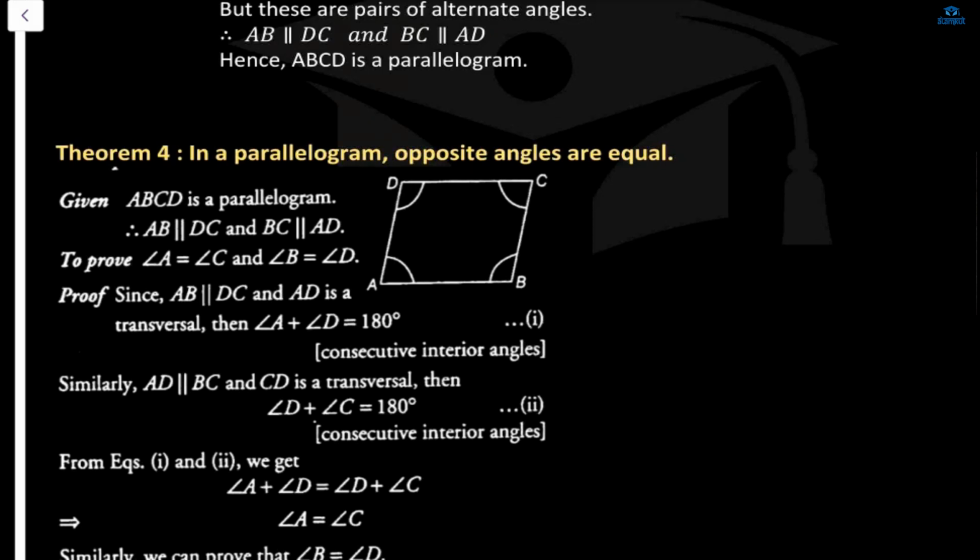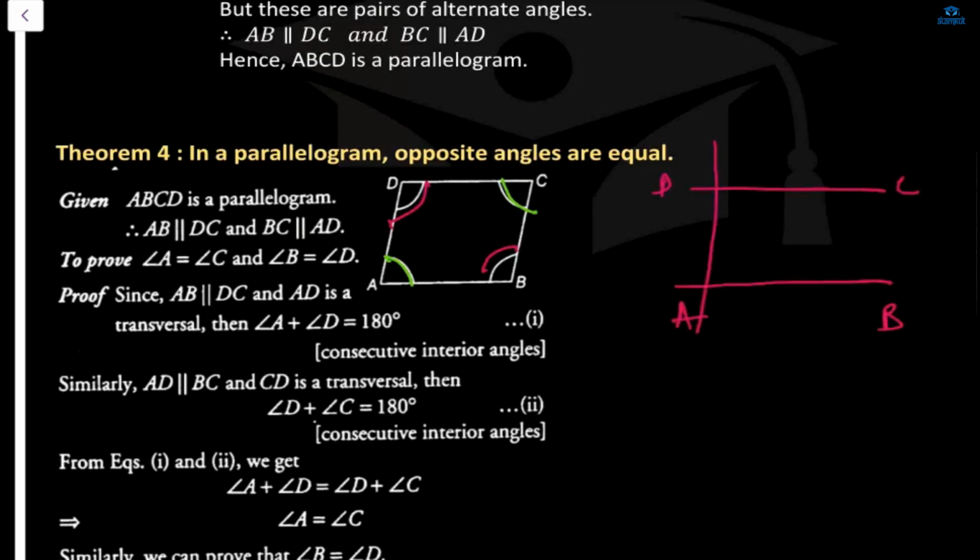This is given. What we have to prove is that opposite angles are equal, that means angle A is equal to angle C, and angle D is equal to angle B. Understood? Now, how can we prove that? Since it is a parallelogram and opposite sides are parallel, AB is parallel to CD, and AD is a transversal. Just see the figure: AB and CD, and this is the transversal.